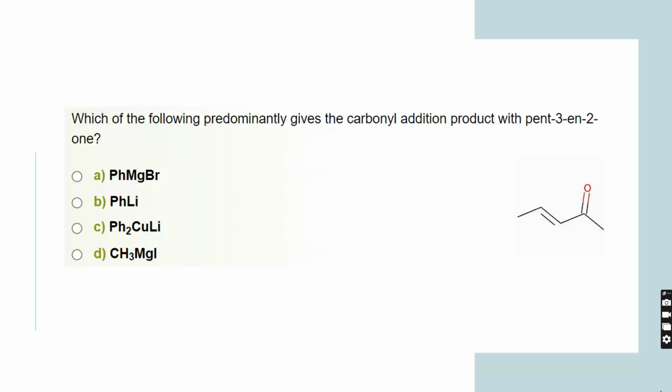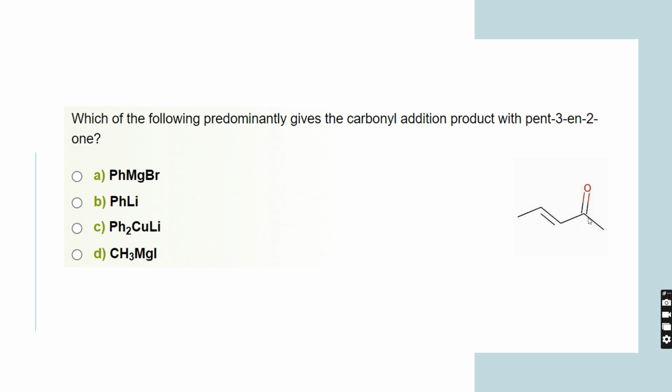So let's start with this easy question: which of the following predominantly gives the carbonyl addition product of pent-3-en-2-one? You are given this alpha beta unsaturated ketone here, and four reagents are given to you. You have to choose which one of these four reagents will predominantly give you the carbonyl addition rather than the 1,4 addition. Okay, you have to choose the reagent which will give you the 1,2 addition here on the carbonyl. So let us go through the reagents one by one.